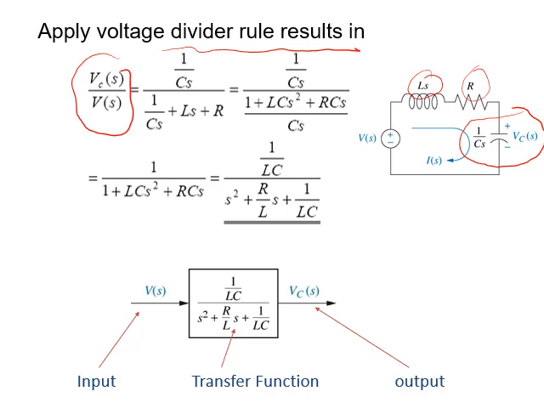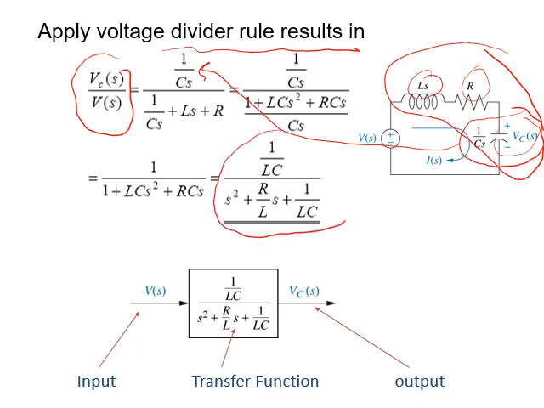voltage divider rule application, we are going to put the impedance of the capacitor, where the voltage drop is, on the denominator... I mean the numerator, divided by the total impedance in the circuit. So it's 1 over CS plus LS plus R. Now it's a matter of simplification. Use the algebra knowledge you have to simplify the equation until you put it in its simplest form. So finally, the equation is going to look like this when you simplify it.